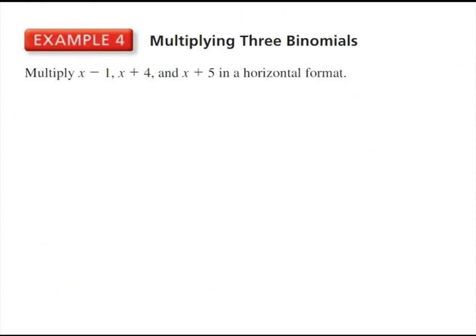Okay. Now you're multiplying 3 binomials, right? So we're multiplying x minus 1, x plus 4, and x plus 5. So basically we're doing this: x minus 1 times x plus 4 times x plus 5. Now the order that you multiply these doesn't even matter. So what I'm going to do first is I'm just going to multiply the first 2.